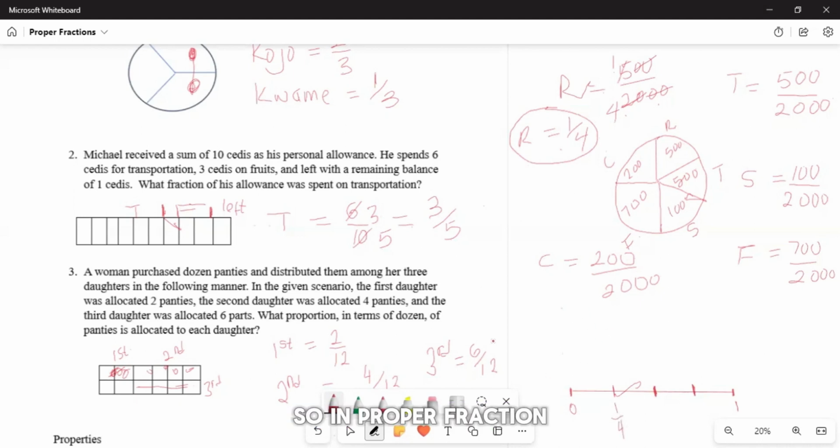So a proper fraction can always be represented in between 0 and 1. And always the numerator is smaller than the denominator.